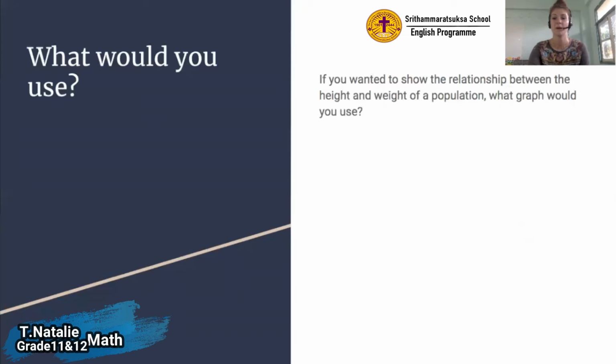And finally, if you wanted to show the relationship between the height and weight of a population, what graph would you use?